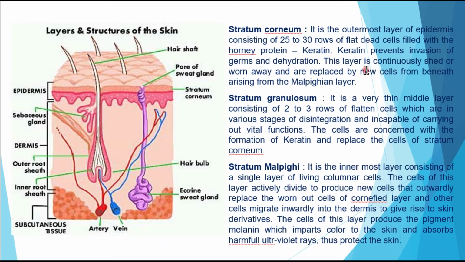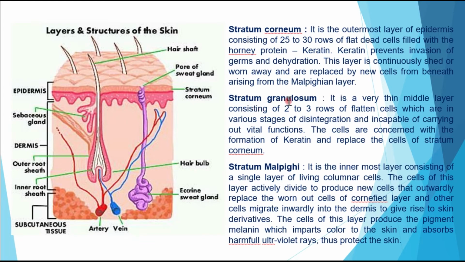This layer is continuously shed and worn out. So this stratum corneum is replaced continuously by cells from the lower layers, because these are dead cells, and you must have experienced the loss of dead cells during winter.